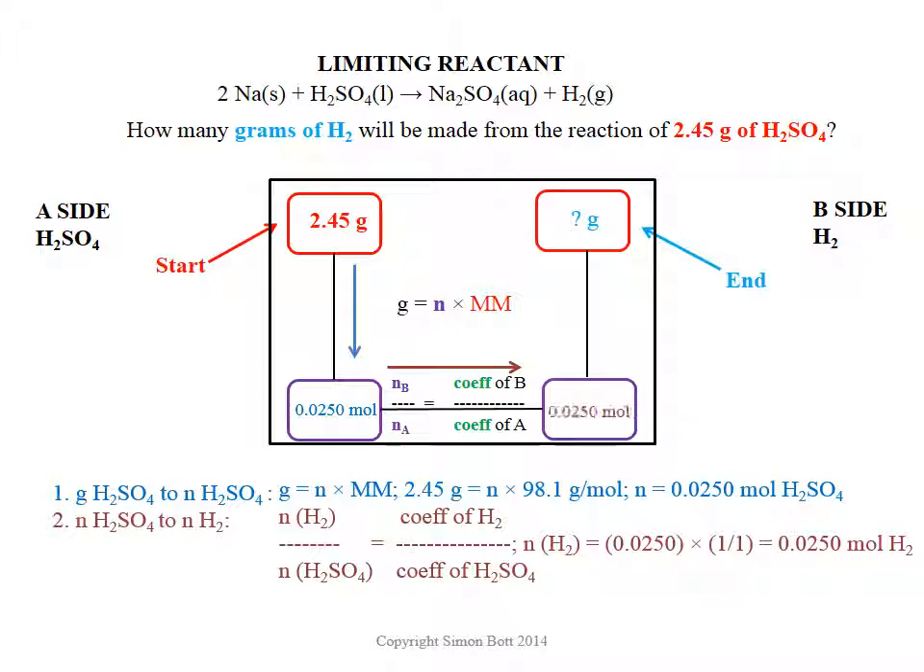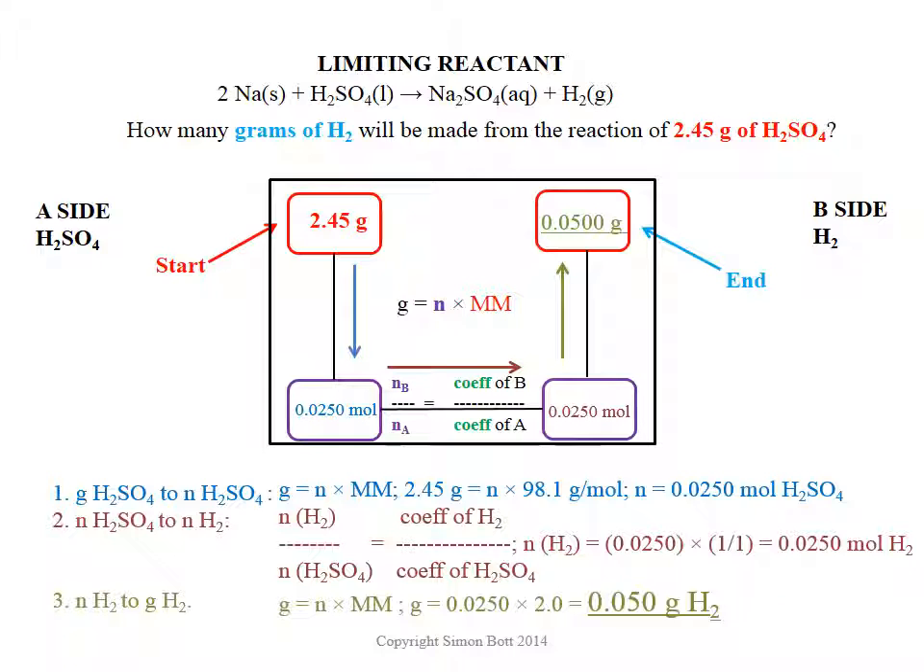And then of course the last step is to go from the moles of H2 to the grams of H2. Moles of H2 to grams of H2, grams is moles times molar mass, the usual relationship, and so we end up with 2.45 grams of H2SO4 being enough to give us 0.050 grams of H2. So we'll plug that in there.